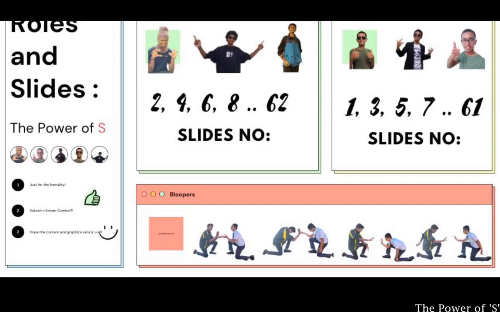And then, as I said, the power of S was the subline that I wanted to go along with my presentation. So the power of S is Sukesh and Shriram. But yeah, so just all our images here. I did slides 2, 3, 4. I just did the even slides. He did the odd slides. We just did alternating, so he did 1, 3, 5. So it's very even. It's like 50-50, but exactly 50-50.